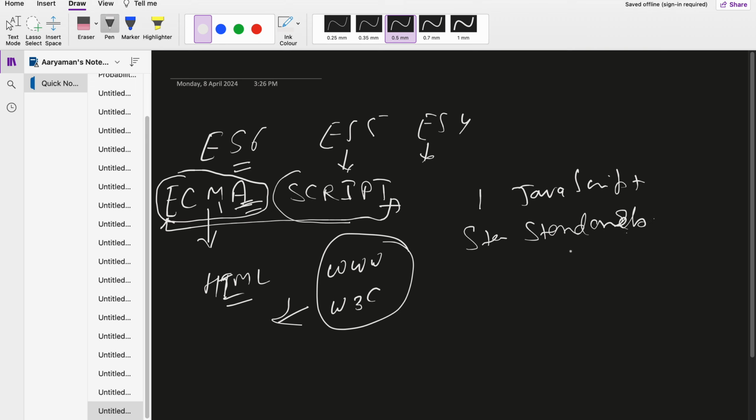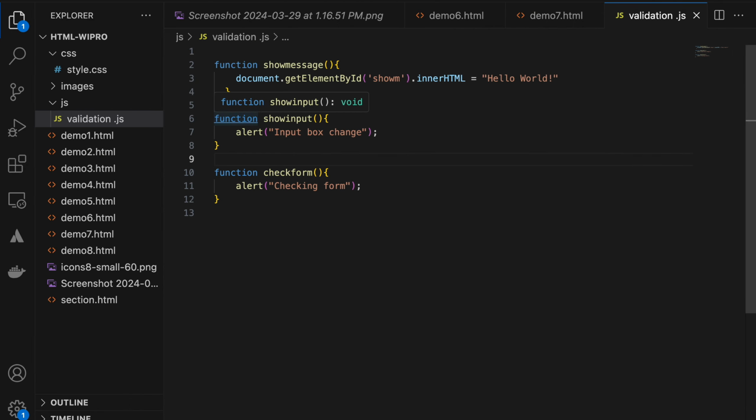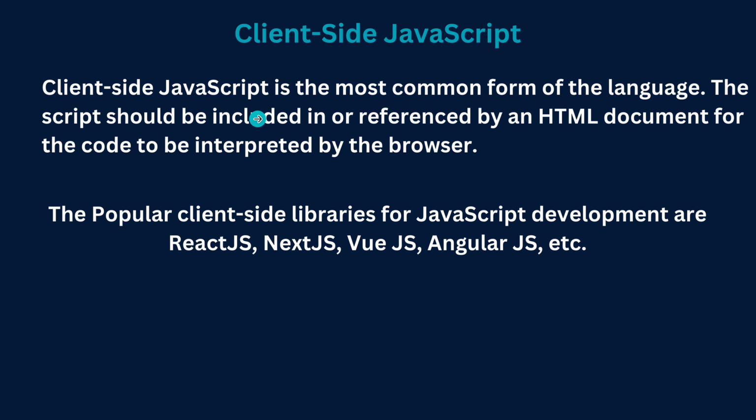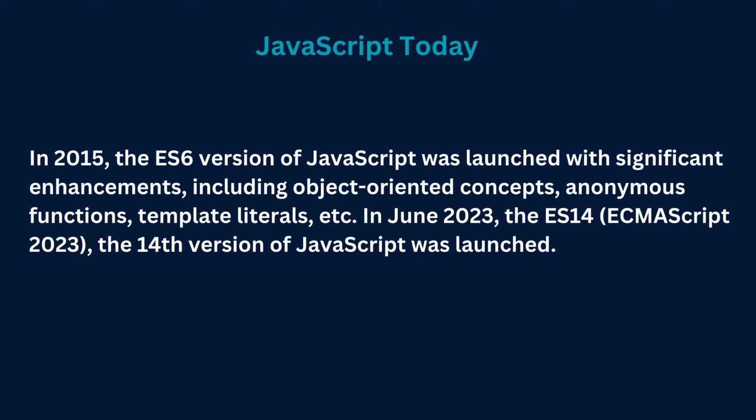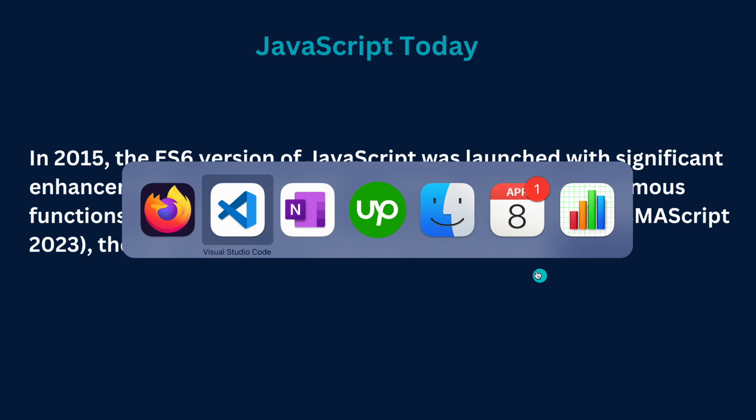Everything is defined in these standards. Here it is written: in 2015, the ES6 version of JavaScript was launched with significant enhancements, including object-oriented concepts, anonymous functions, and template libraries. And after 2015, ES14, ECMAScript 2023, also known as the 14th version of JavaScript, was launched.